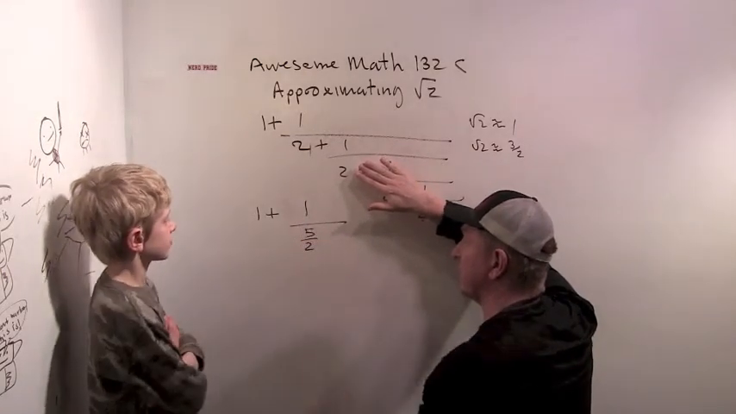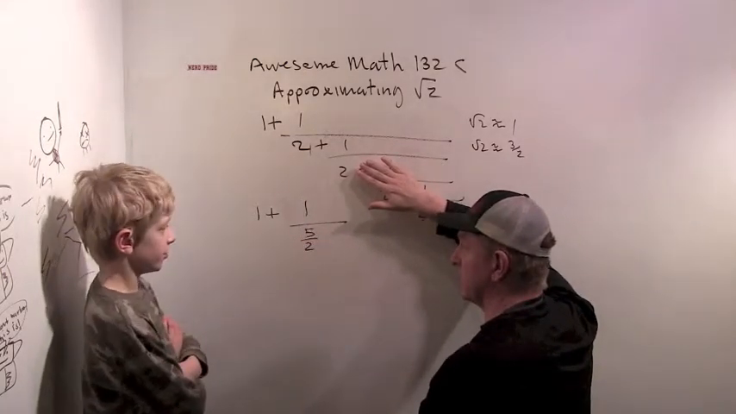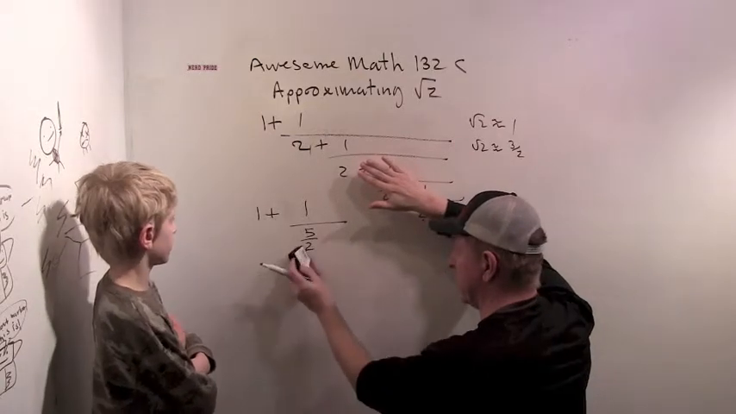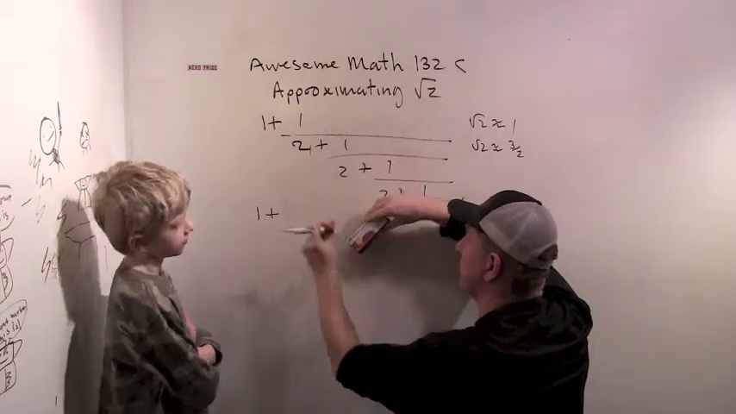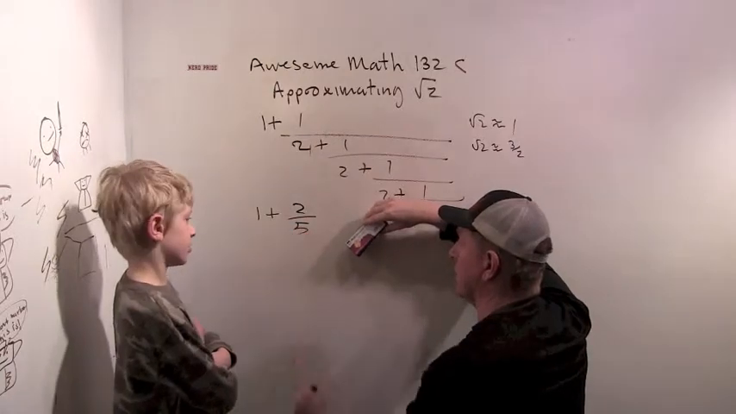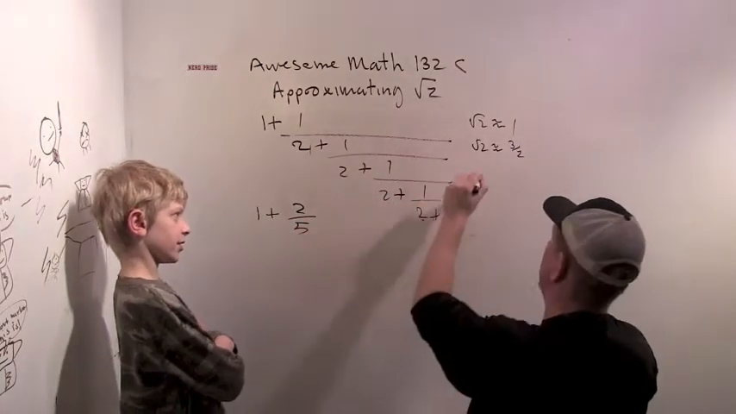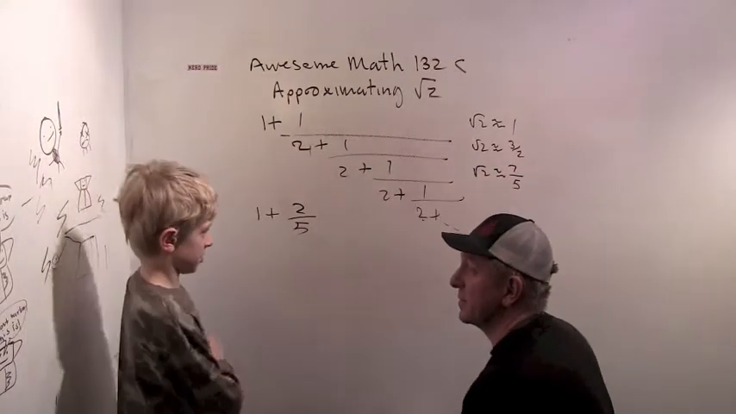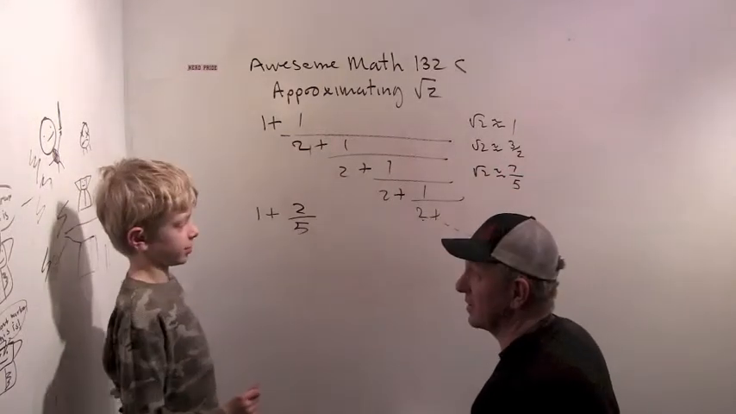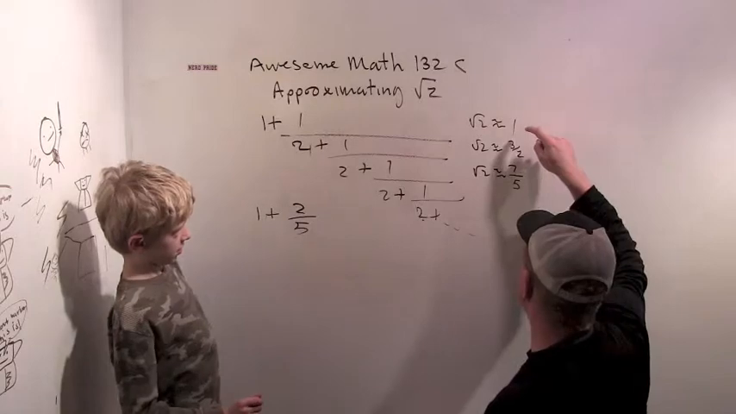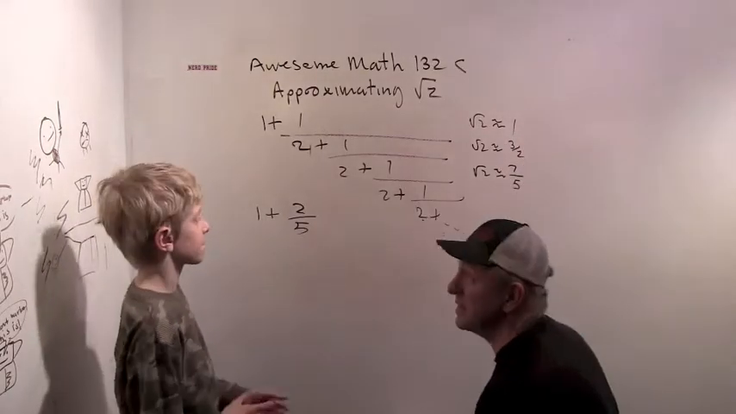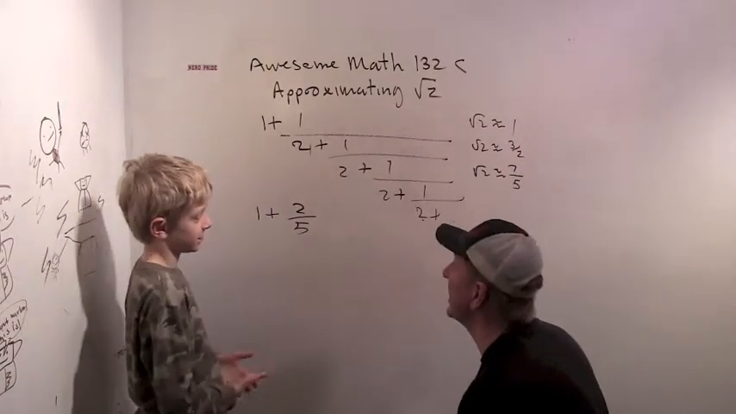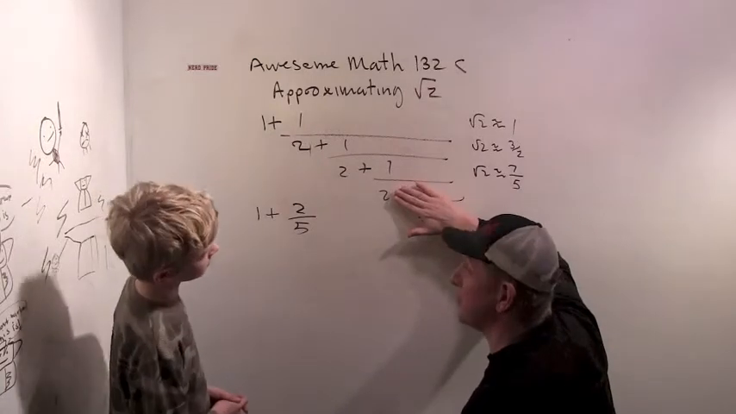So what's 1 over 5 halves? It would be 2 fifths. 1 plus 2 fifths is 7 fifths. Square root of 2 is approximately 7 fifths, and that's a pretty good approximation. Hey, we've already seen 1, 3 halves, and 7 fifths. We've already seen these before. How about that? Now we got to go to the next one.